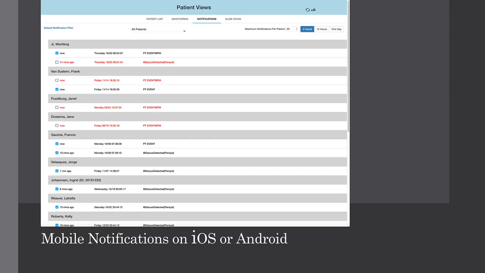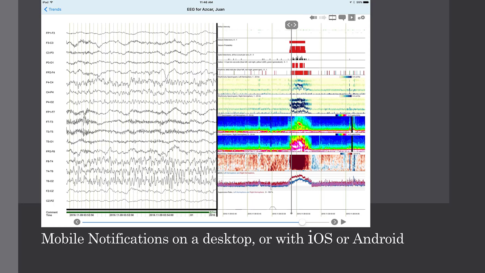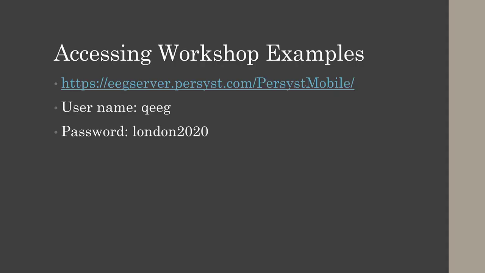Doing this with a mobile, either iOS or Android, you get the same display we're just looking at. You can get notifications on your mobile device, click on the notification, go to the underlying EEG and trends, whether you're in the hospital or outside the hospital, in a secure way. And so we do have some examples that you can log on to and look at those. We're going to actually update this because this is an older link for that. So go ahead and email support@persyst.com, and we can go ahead and send you the latest link for this.